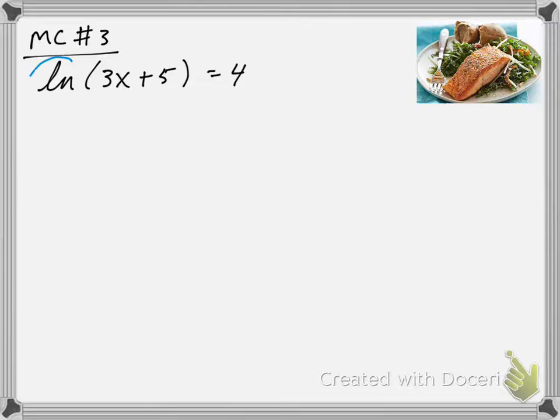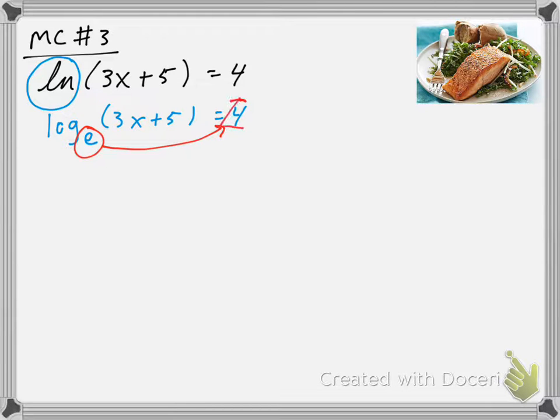Now, in order to help me see this better, I'm going to rewrite ln as log base e, and that's all I have to do to help me recognize that I get to use that property that says when I have a base, I raise it to the right side, and that's equal to the argument. So that's exactly what we're going to do. We're going to write e to the 4th power is equal to the argument 3x plus 5, and then you don't have to worry about e to the 4th.